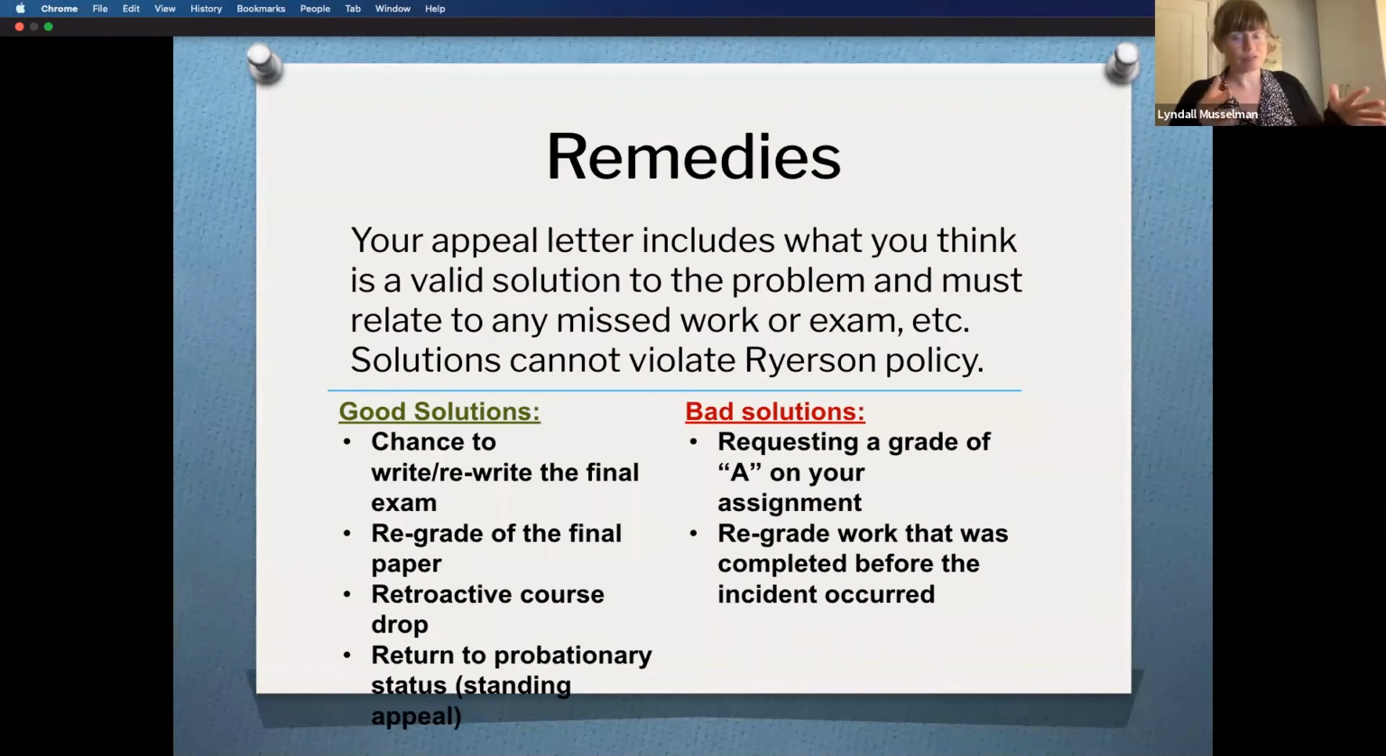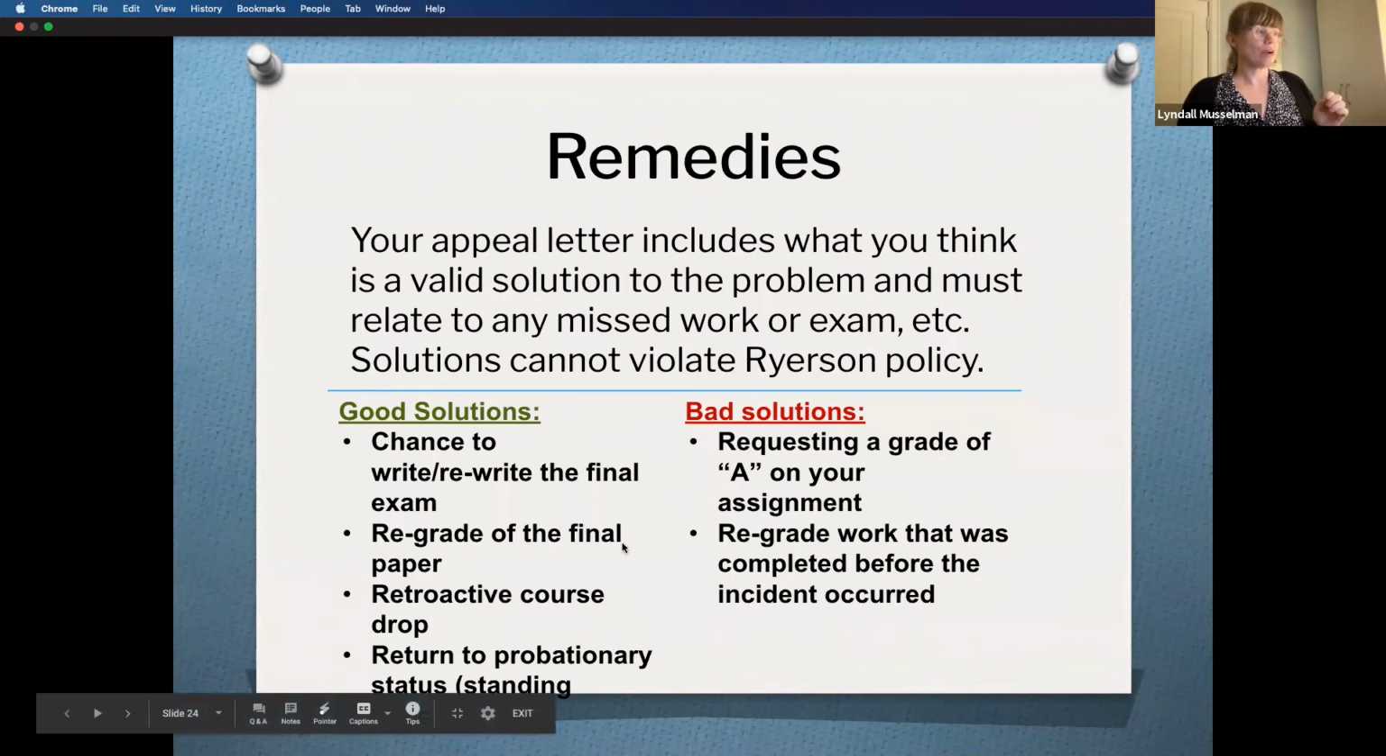And to clarify, a retroactive course drop means that you would have that course, or maybe multiple courses, removed from your transcript. So it would be like you never took those courses last semester. And again, only for really extraordinary circumstances where you were totally incapacitated or something very devastating happened and you weren't able to drop the course before end of day on December 7th, which was the drop deadline last semester.